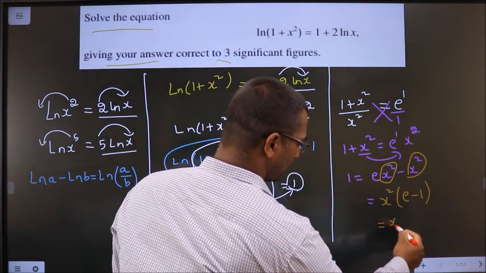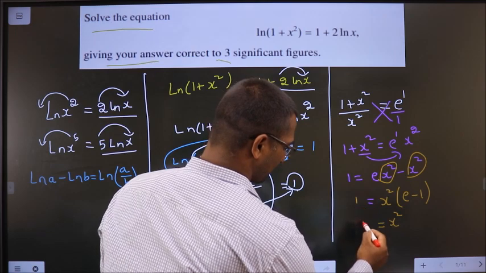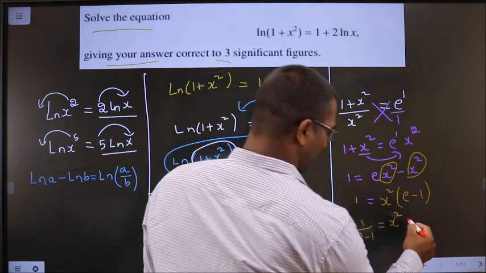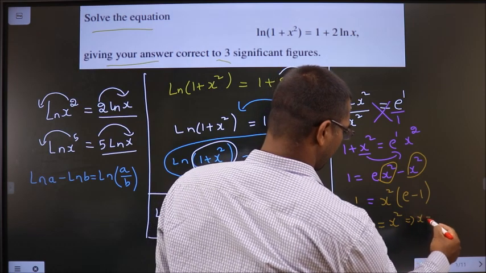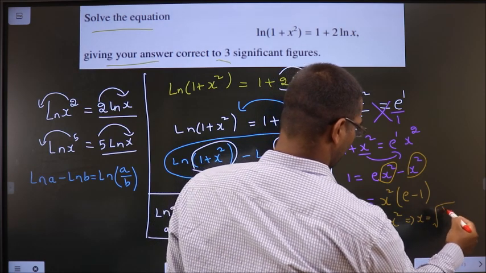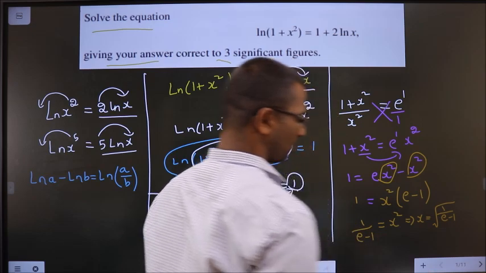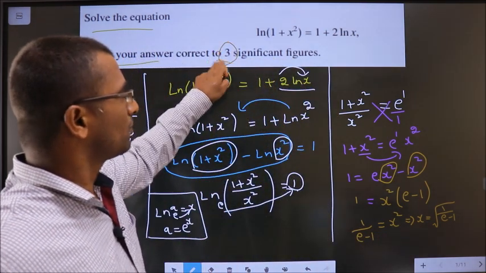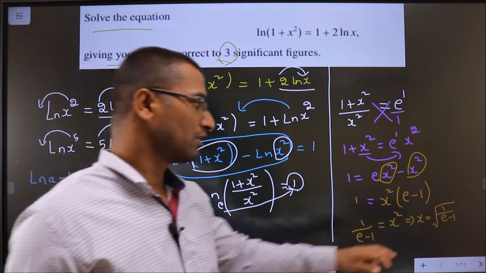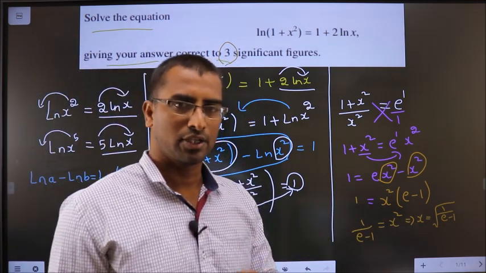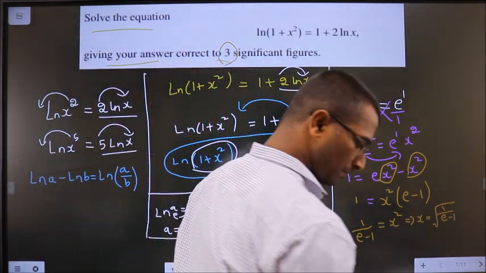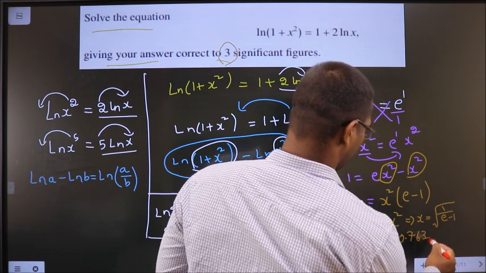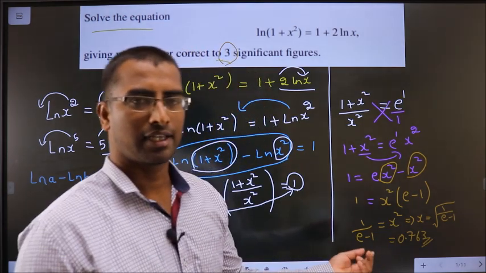Send the entire bracket to the other side. So x² = 1/(e − 1). Now send the square to the other side. It will become x = square root of 1/(e − 1). They are asking you to write up to 3 significant figures. So if you put this in the calculator, you get the answer to be 0.763.